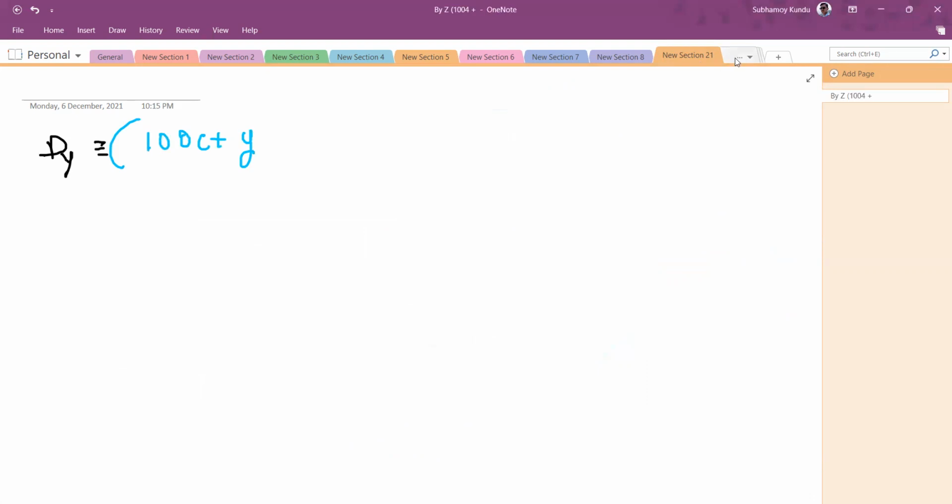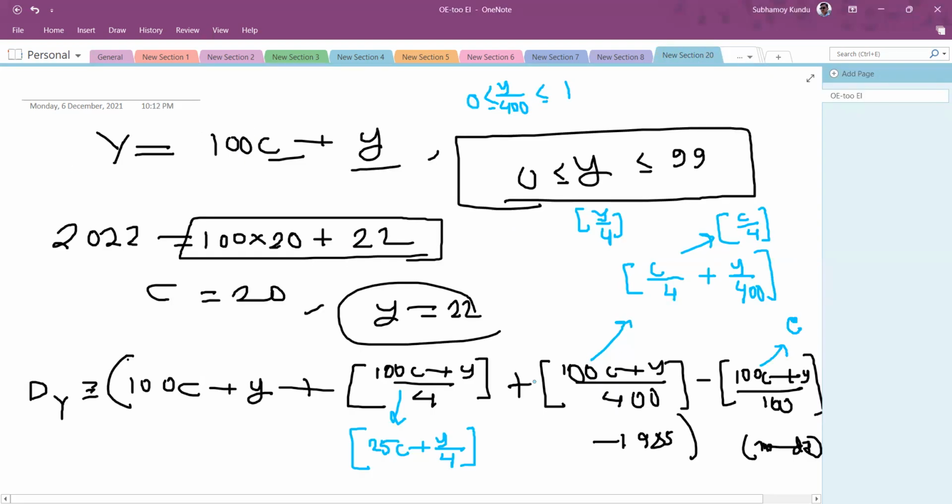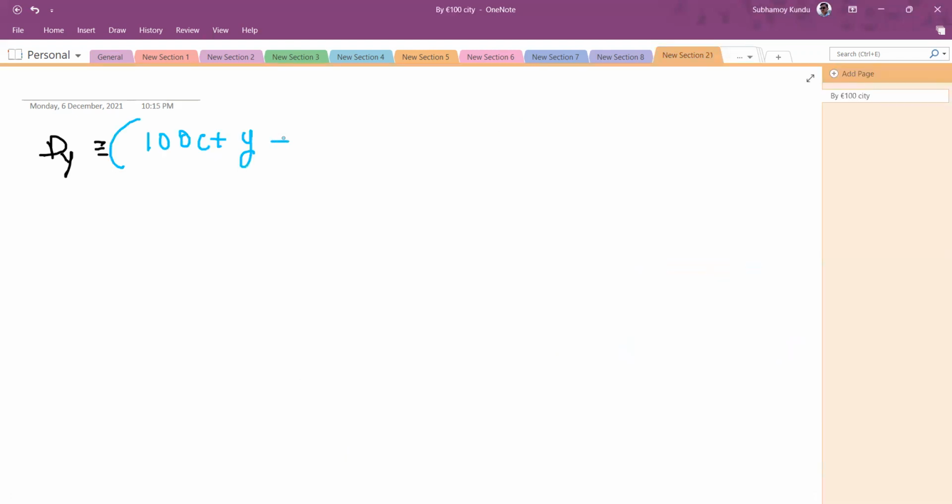This seems to be fixed, but they are the remaining. Here we get 25c. This is also an integer. 25c plus y by 4. We'll get it this way. Plus 25c plus floor of y by 4.